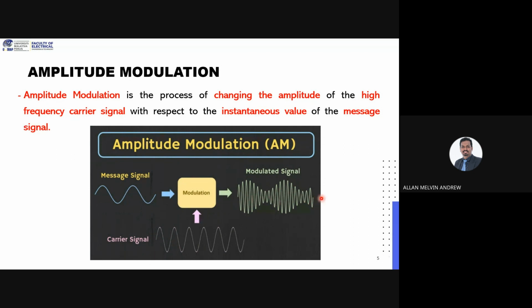So we can control the amplitude. If here is 0, here will be 0. If here is 1, here will be 1. So it will follow the same size.